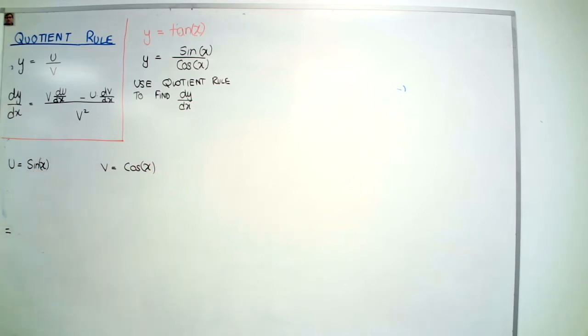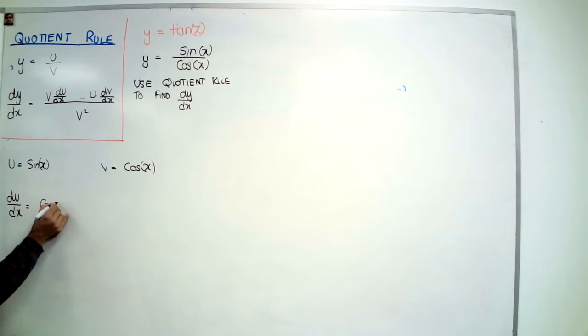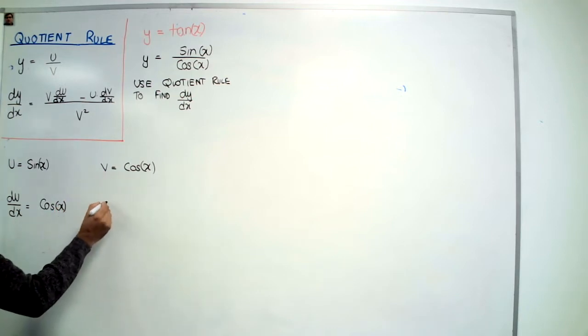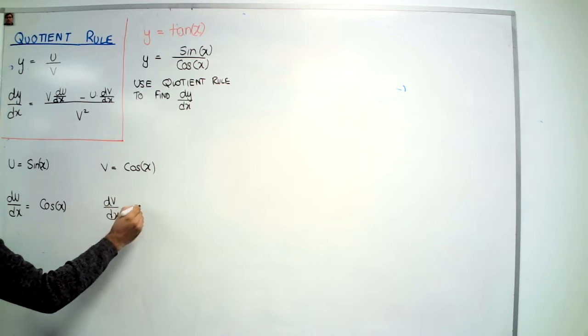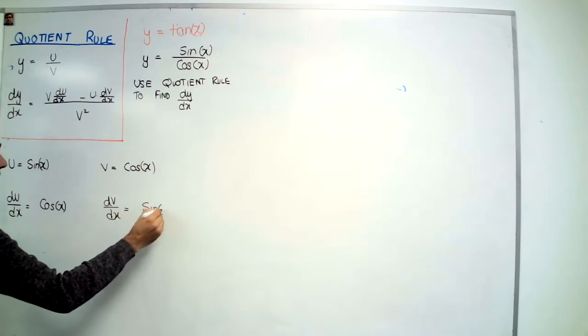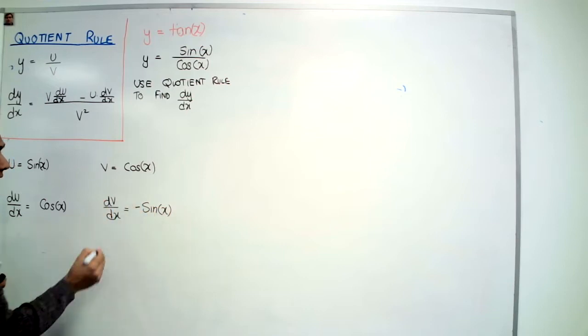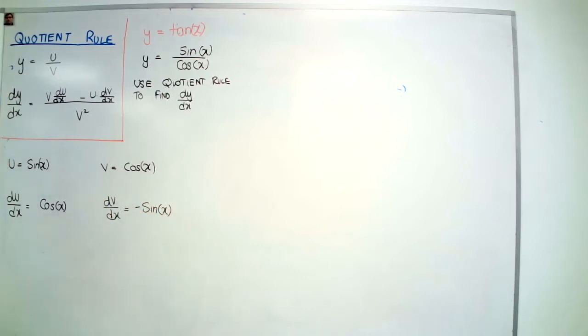Now I need to differentiate sin x, du over dx. The differential of sin x, according to the differentiation of trig functions, is cos x. Then I need to differentiate v, dv over dx. The differentiation of cos x is actually minus sin x.